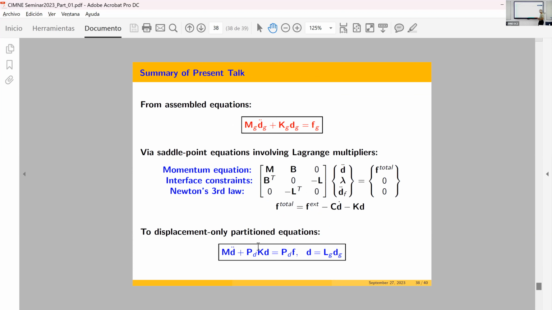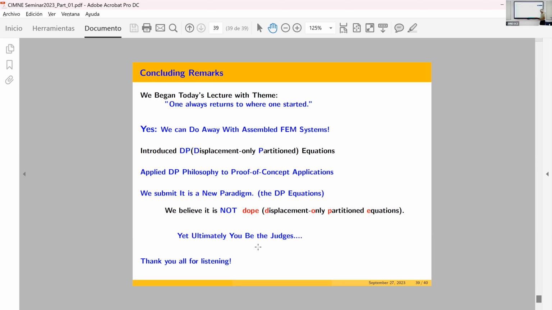So let me just summarize. From assembled, we completely disassemble and then put them together by retaining only displacement without assembly. Okay. I believe we really have returned to where one started, which is simple problems.